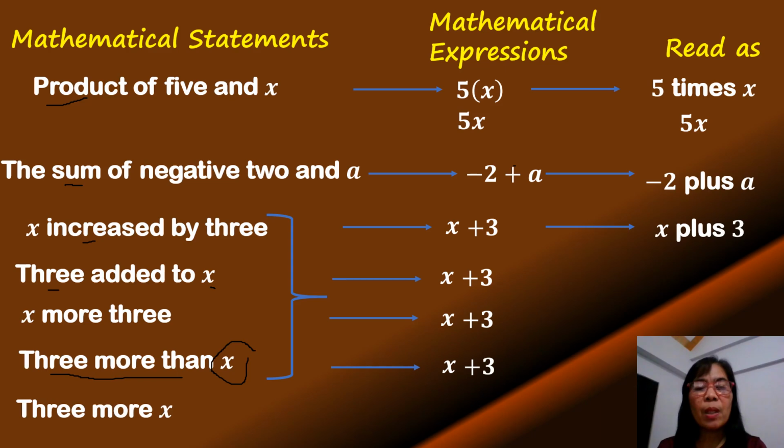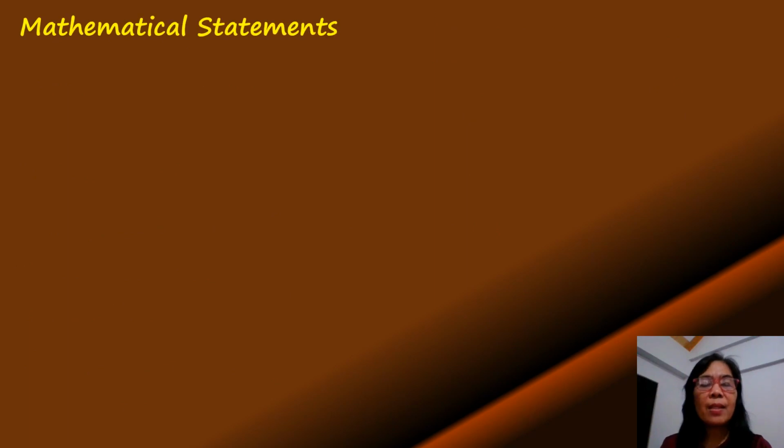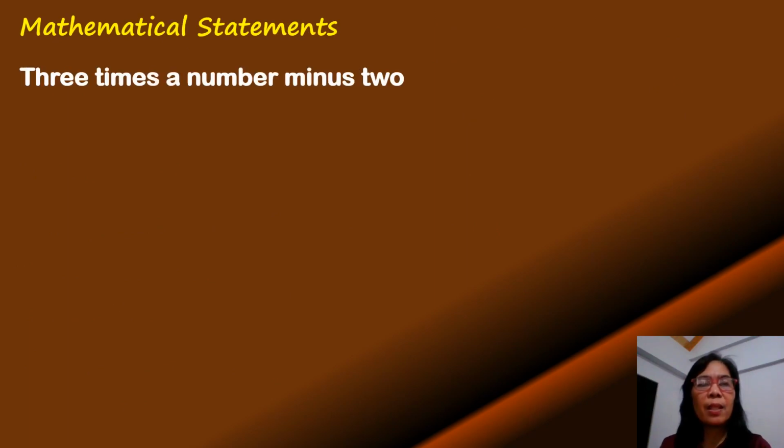We have here the statement 3 more x. So take note of the difference between 3 more than x and 3 more x. When we say 3 more x, we have 3, then you add x. When you have 3 more than x, your 3 is added after x. 3 more x, you write first 3, then you add x. Okay? Okay, let us translate more mathematical statements.